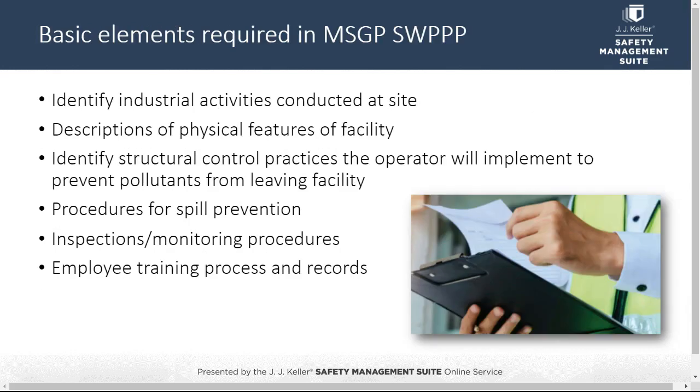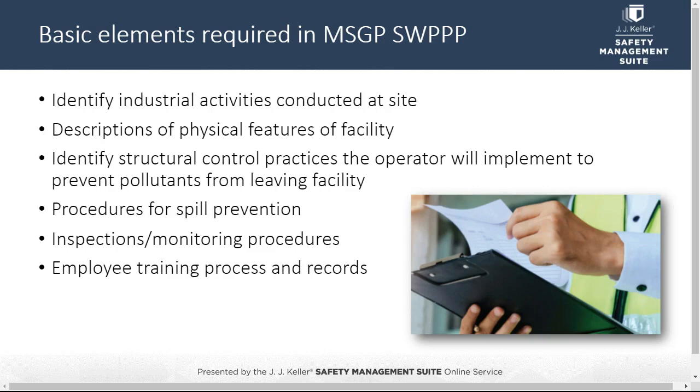All right, so looking closer at the elements required in each multi-sector SWIP, you'll find 6 parts. Every SWIP that addresses industrial operations must include a description of the activities at the site, as well as a description of physical features of the site. The plan must identify structural stormwater pollution controls and procedures for preventing spills and unintentional releases that could impact stormwater.